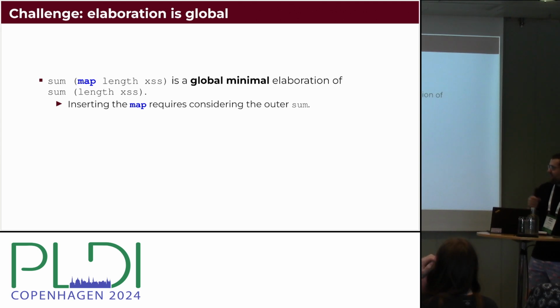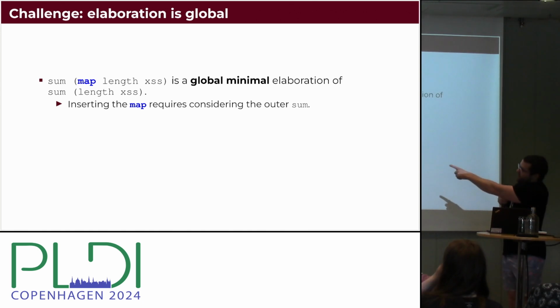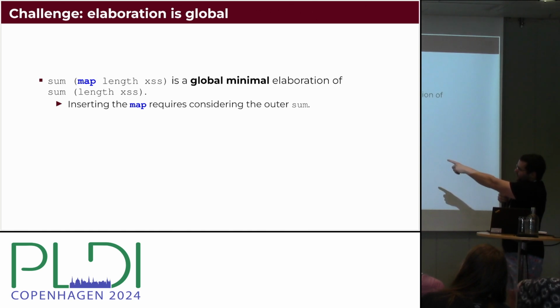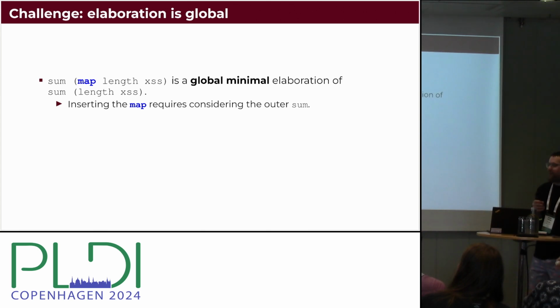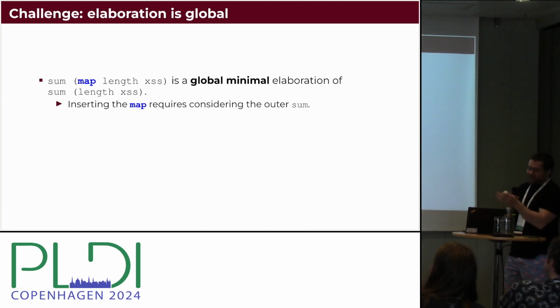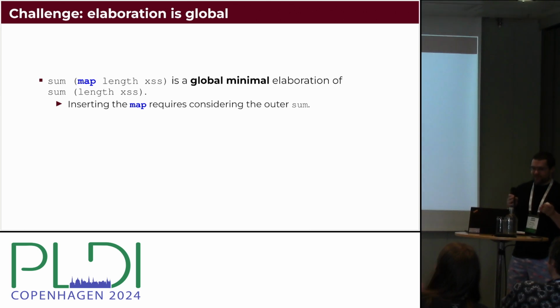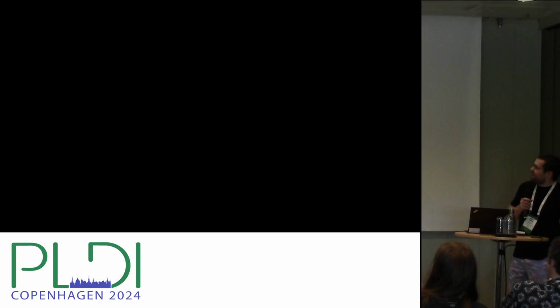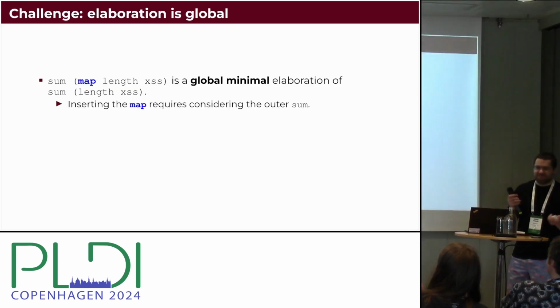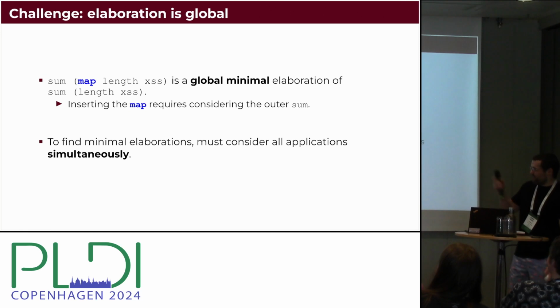And a challenge, again, is that this minimization process is global. And every application requires you to consider, so in sum, for example, when we're considering how to elaborate length of xss here, we only know to map it because there's an outer sum. So to know how to map the inner application, we have to also consider the outer application. So you can't do things locally. You have to consider all the applications at once. And that's also another challenge. Okay. So yeah, you have to consider all applications simultaneously.